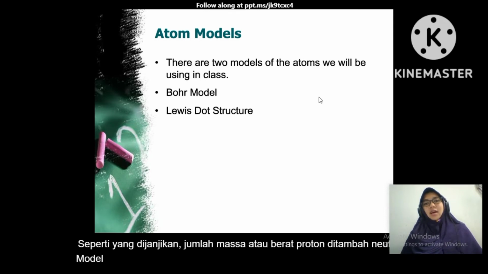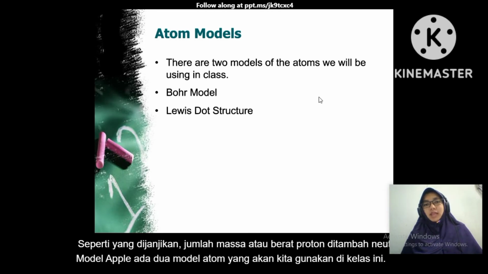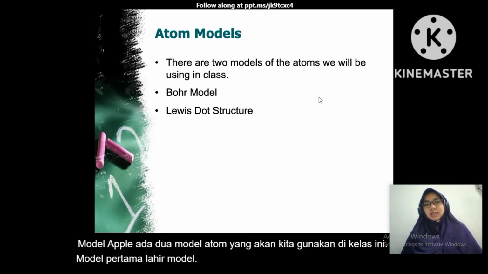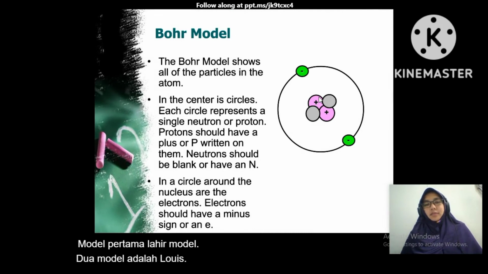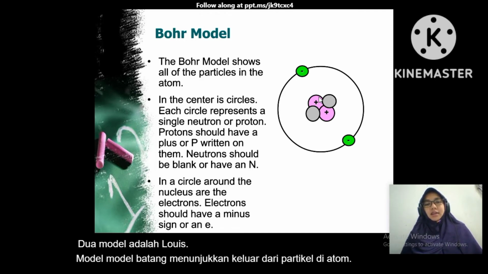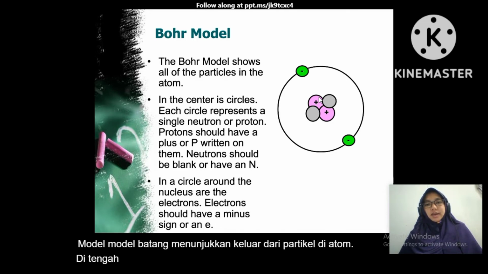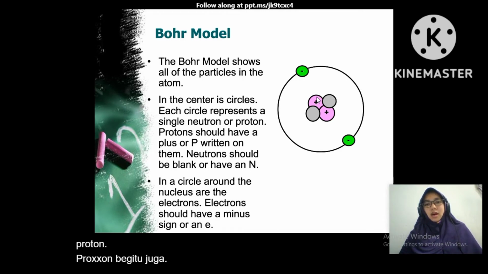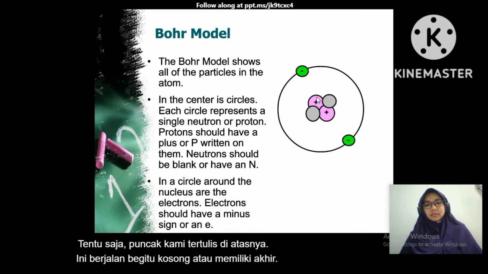Atom models. There are two models of the atom we will be using in this class. First model, the Bohr model. The second model is Lewis. The Bohr model shows all of the particles in the atom. In the center is a circle. Each circle represents a single neutron or proton. Protons should have a plus or P written on them. Neutrons should be blank or have an N.